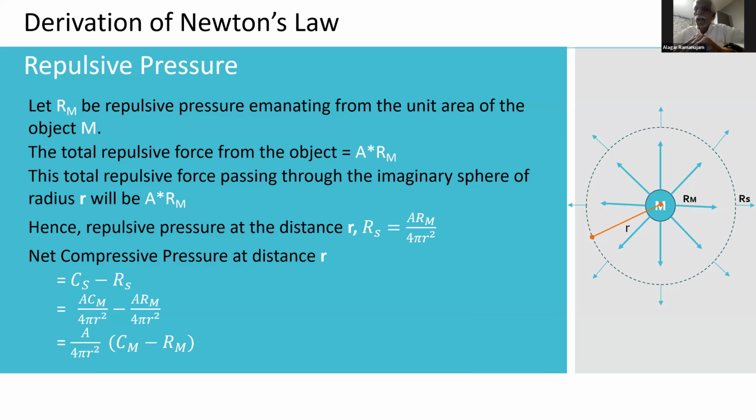Now, let us see the effect of the repulsive force. We are going to discuss the repulsive force from the object M. Because M consists of fundamental particles. Each particle by rotation produces waves. So out of the object, the waves are coming out in all directions. So they constitute the kind of a repulsive pressure, which we have denoted by Rm, a repulsive pressure.